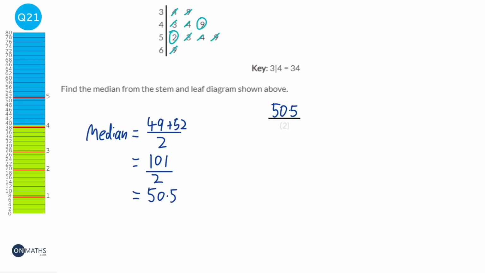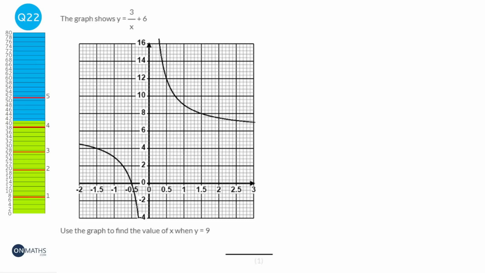And again, realise that 50.5 is halfway between 49 and 52. So we're going to first of all work out where 9 is on the y-axis. Well, we've got 8 here and 10 here, so 9 will be halfway in between. And what we're going to do now is just draw a line across at 9, and then wait until it hits the line. And then we're going to draw a line down, and you can see here that x is 1. So our answer is that x equals 1.